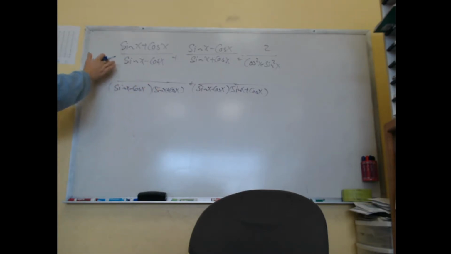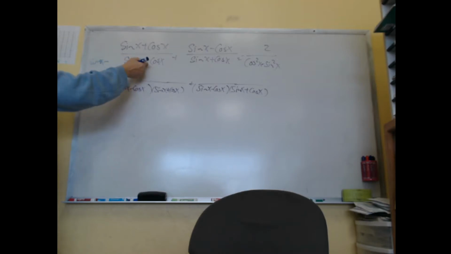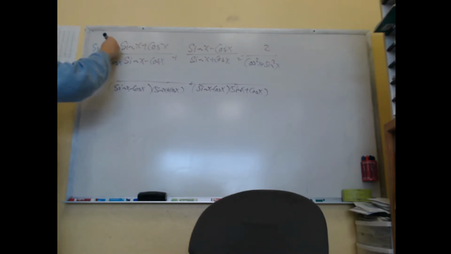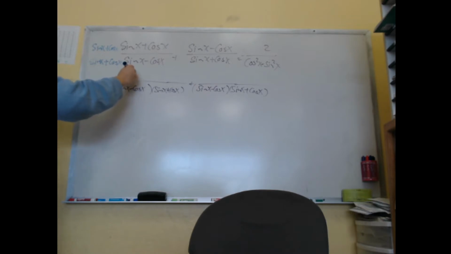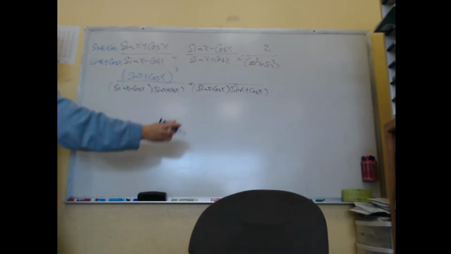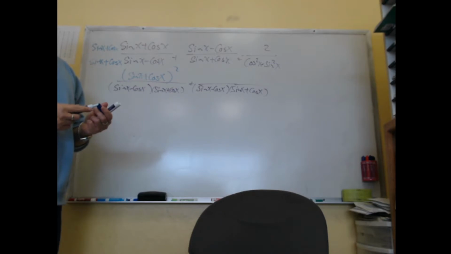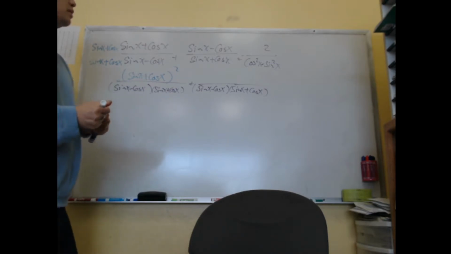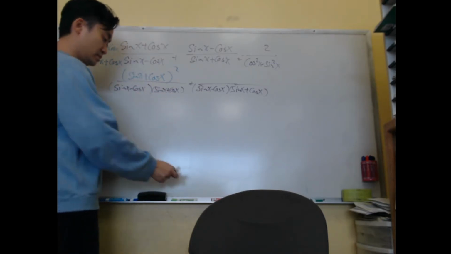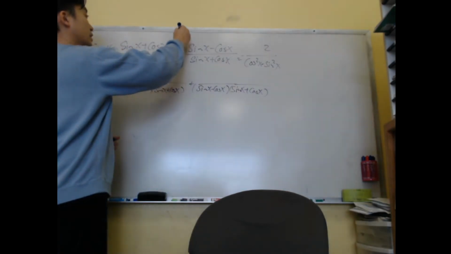So what do I need to multiply top and bottom? Wait, this one, well, we need the conjugate. We need a plus, right? So that one is just sine of x plus cosine of x, quantity squared. What about the other expression here? What do I need to multiply? The conjugate, right? Just the conjugate, quantity squared.